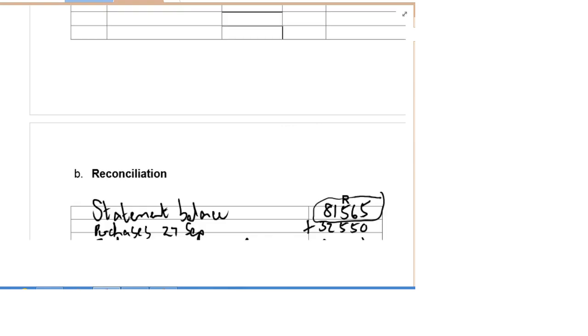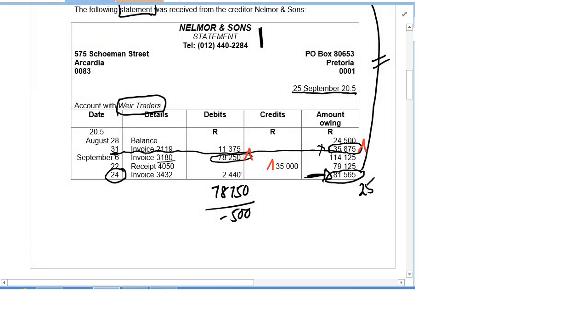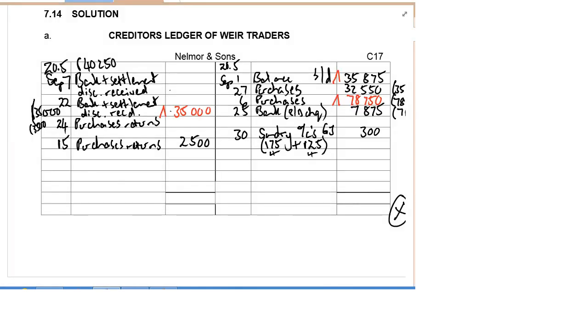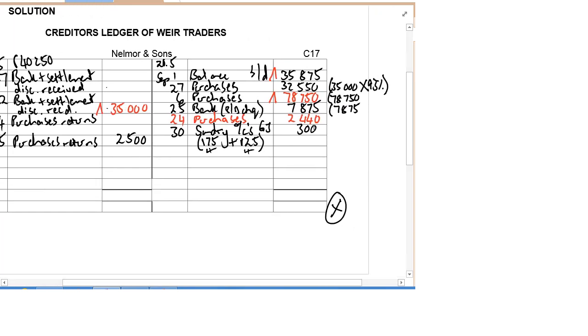Then if I go and look again at their account, they've got invoice 3432 for 2,440. Now if I go and look at my account, I don't see that invoice. I've actually got to go and record that invoice because it hasn't yet been recorded. So on the 24th, I'm going to record the fact that there were additional purchases. This invoice amount is for 2,440. So that amount has been recorded by them and it hadn't been recorded by me.